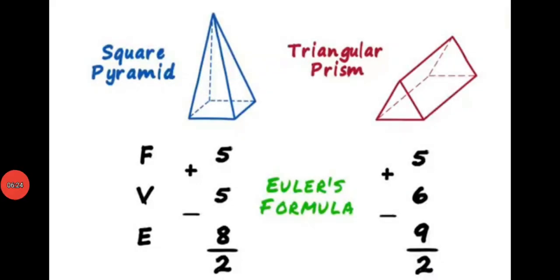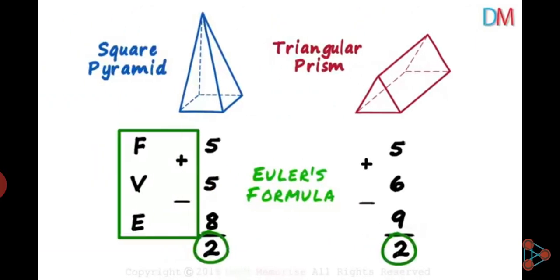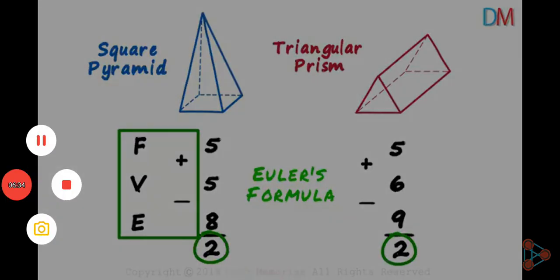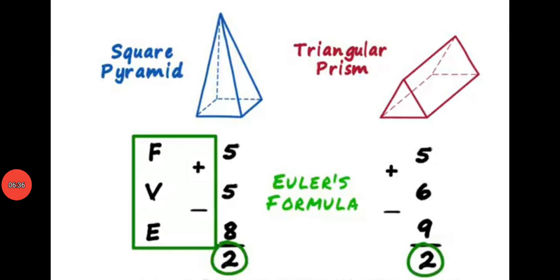So we can see for any 3-dimensional shape, f plus v minus e gives us the result 2. That means Euler's formula says faces plus vertices minus edges is equal to 2, and this holds for any 3-dimensional figure.